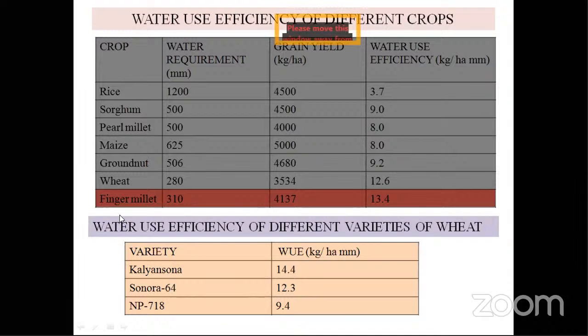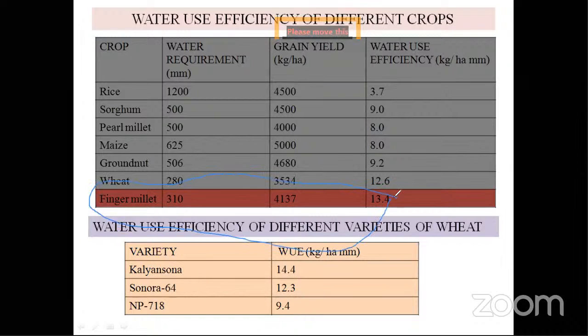Here we can see the water use efficiency of different crops. For rice crop, water use efficiency is very low, that is 3.7. For finger millet, water use efficiency is very high, that is 13.4, followed by wheat, groundnut, and maize.